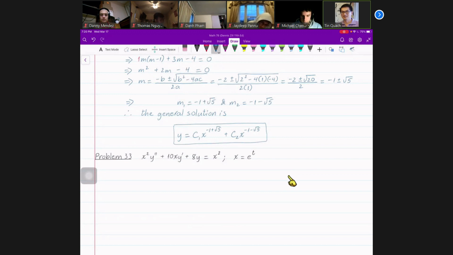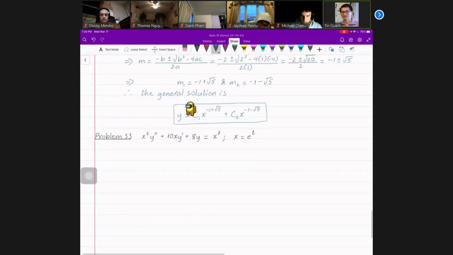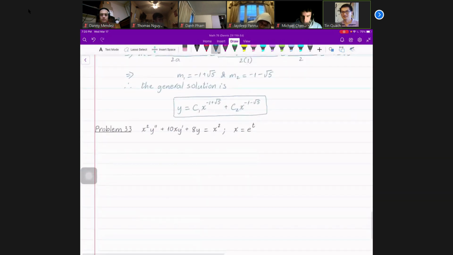Now, the third problem. Do you think this is a Cauchy-Euler equation? Yes or no? Yes, right? It is a Cauchy-Euler equation. However, let's highlight this. So this is a Cauchy-Euler equation.